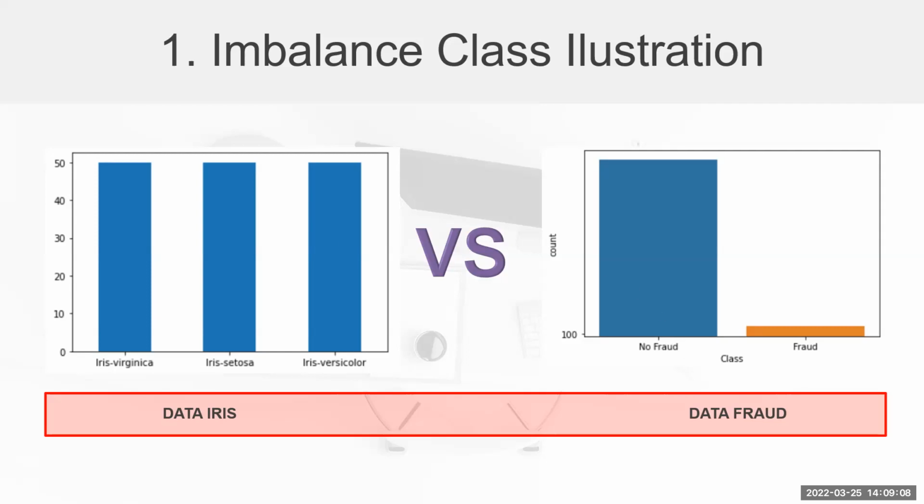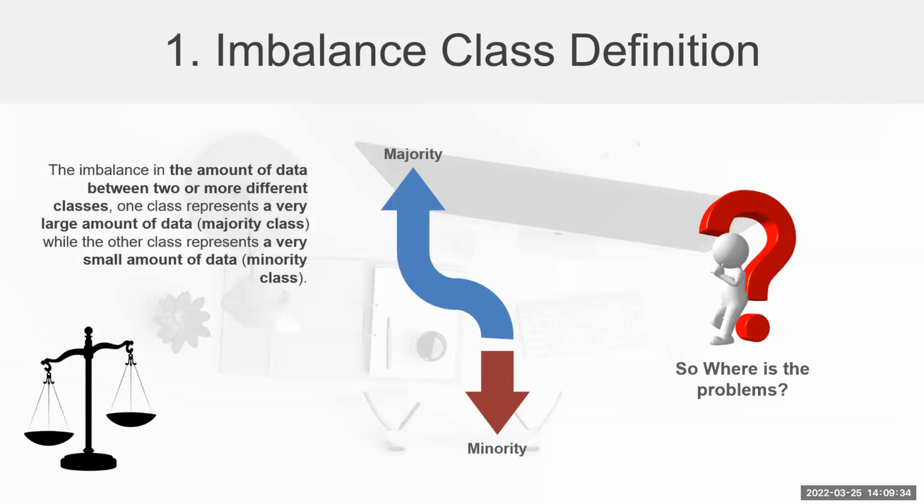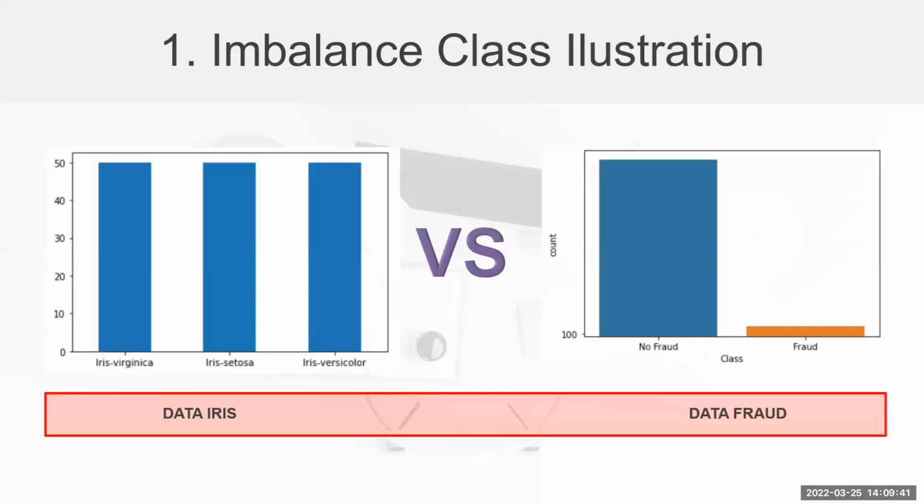But how about this fraud data? From the fraud data, we can see that the fraud data is lower than the normal transaction or no fraud. Nah, this is called imbalance class. So, where is the problem? From the picture before, ya, where is the problem?